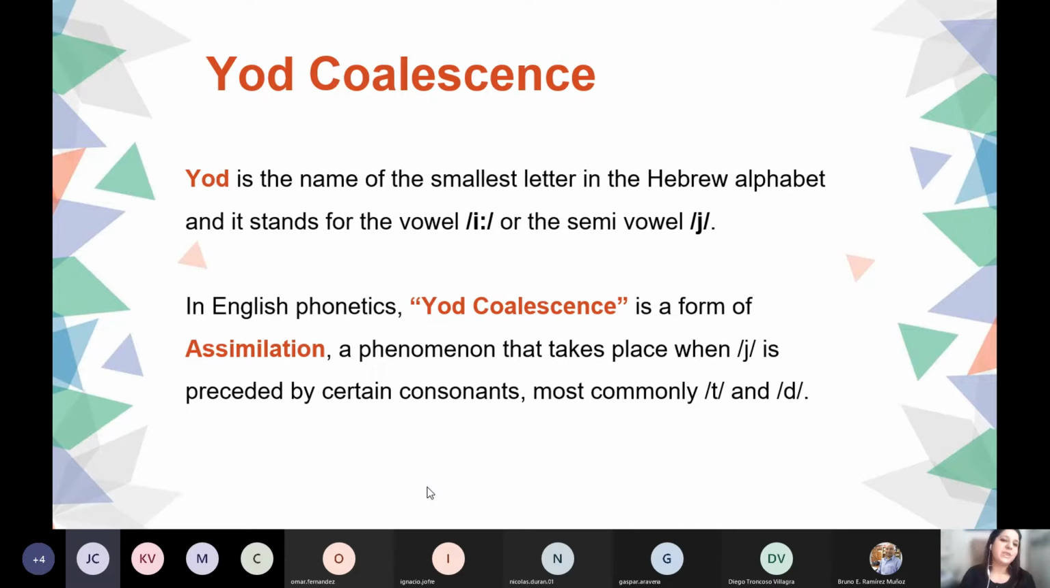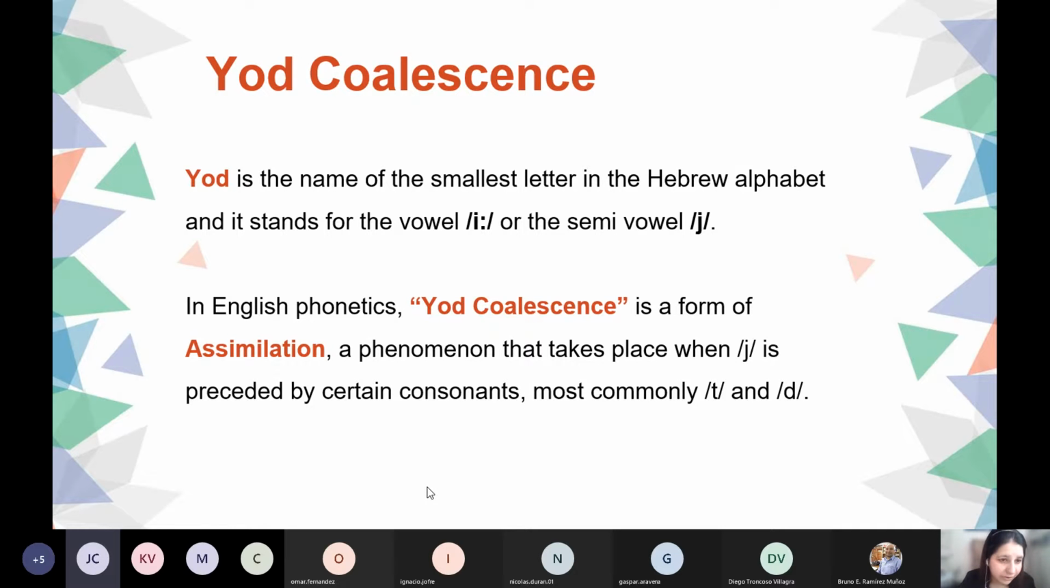So now we're going to move on to the third manner of assimilation, which is yod coalescence. Some people call it coalescence assimilation, or mutual coalescence. I don't know if you remember, but I used to tell you that it was like a fusion between the two sounds. Now we're going to see this concept again and go into more depth.